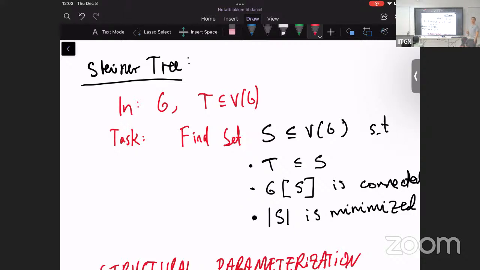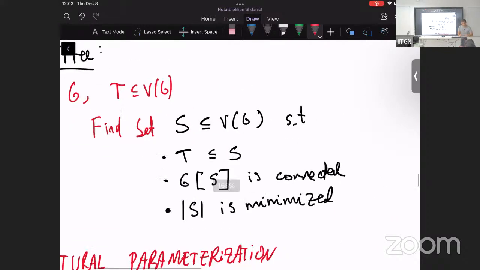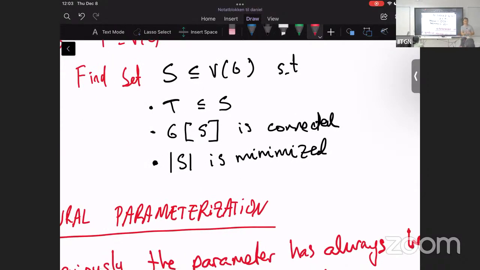And when you buy some vertices, you get all of the edges incident to them. It will be clear in 5 seconds.